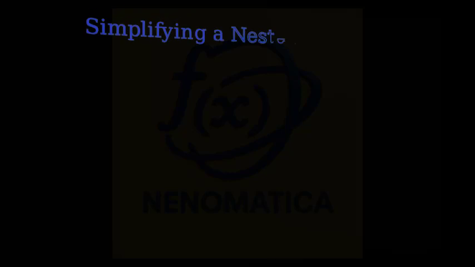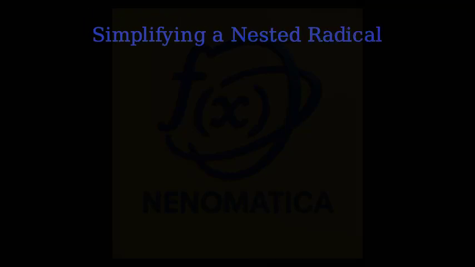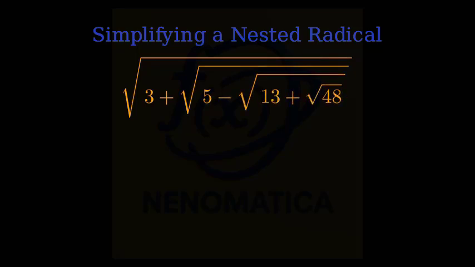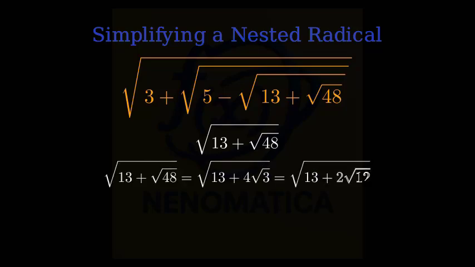In this lesson, we simplify a beautiful nested radical step by step. We'll follow the innermost square root outward, using perfect square patterns to make everything collapse cleanly. Step 1. Simplify the innermost part. Start with the square root of 13 plus square root of 48. Rewrite square root 48 as 4 times square root 3.